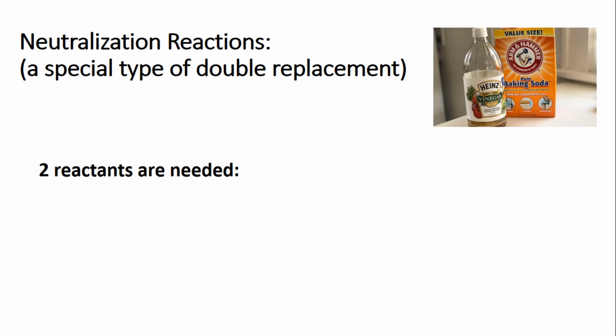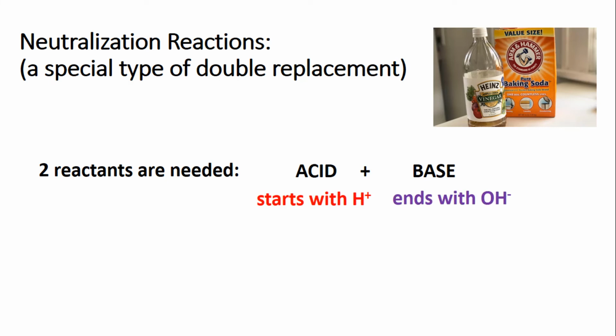The two reactants that are needed are very specific. One of them is an acid and the other is a base. Perhaps you don't know what it means to be an acid or a base, so I need to give you a few details. An acid is a compound that starts with a hydrogen ion, and a base is a compound whose formula ends with a hydroxide.